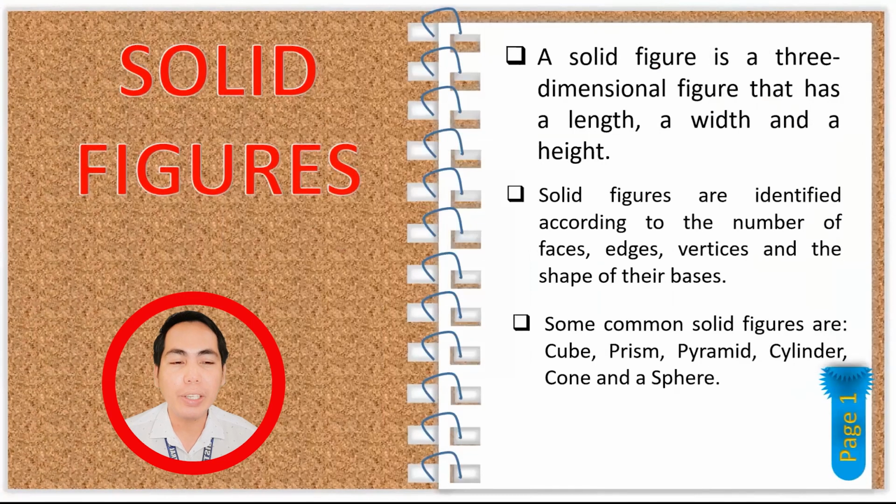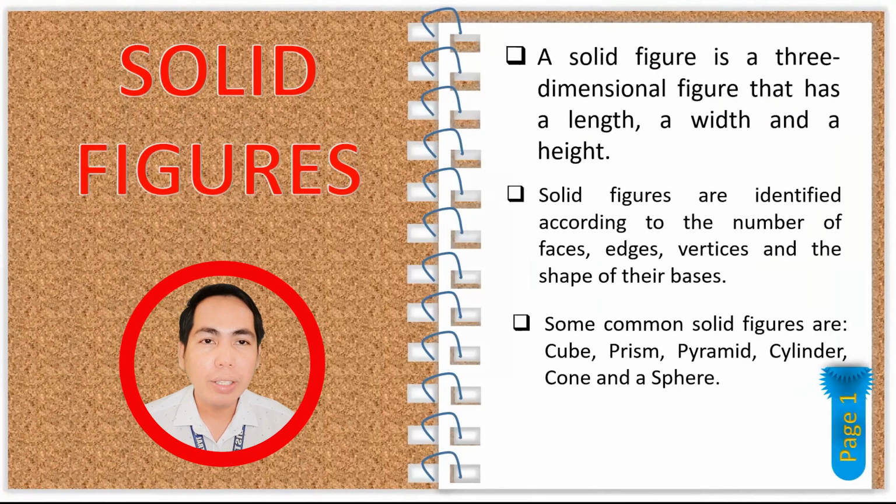What are solid figures? A solid figure is a three-dimensional figure that has a length, a width, and a height. Solid figures are identified according to the number of faces, edges, vertices, and the shape of their bases. Some common solid figures are cube, prism, pyramid, cylinder, cone, and sphere.